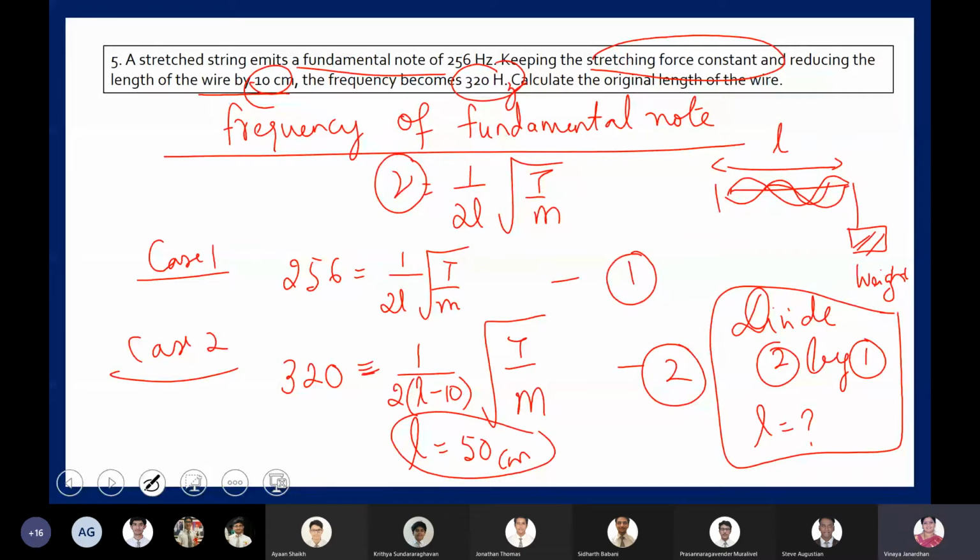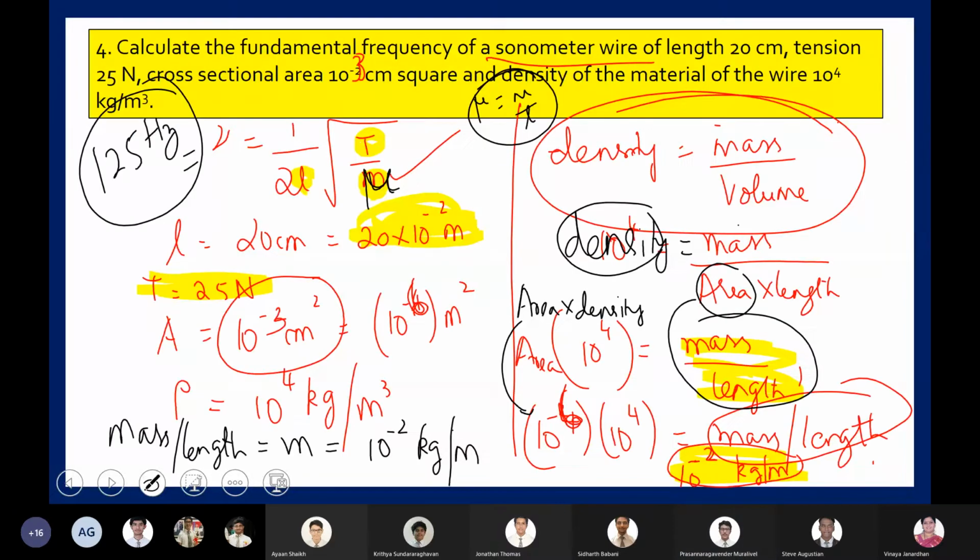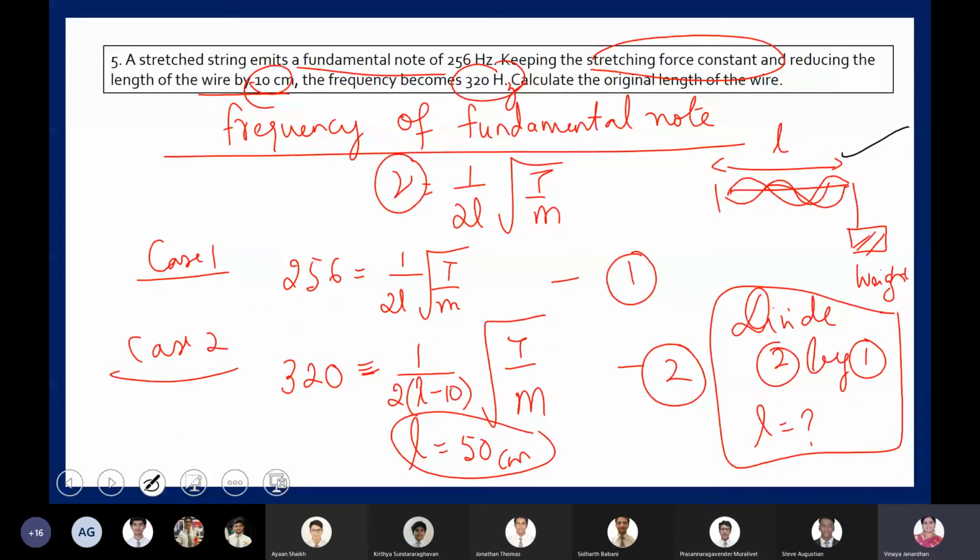I'm just going through this question. A stretched string emits a fundamental note of 256 hertz. Ma'am, can you show the previous slide for me? Yes, do you want me to put it in the chat box? No, ma'am, it's fine. It's there. A stretched string emits a note of 256 hertz, that is the fundamental note.